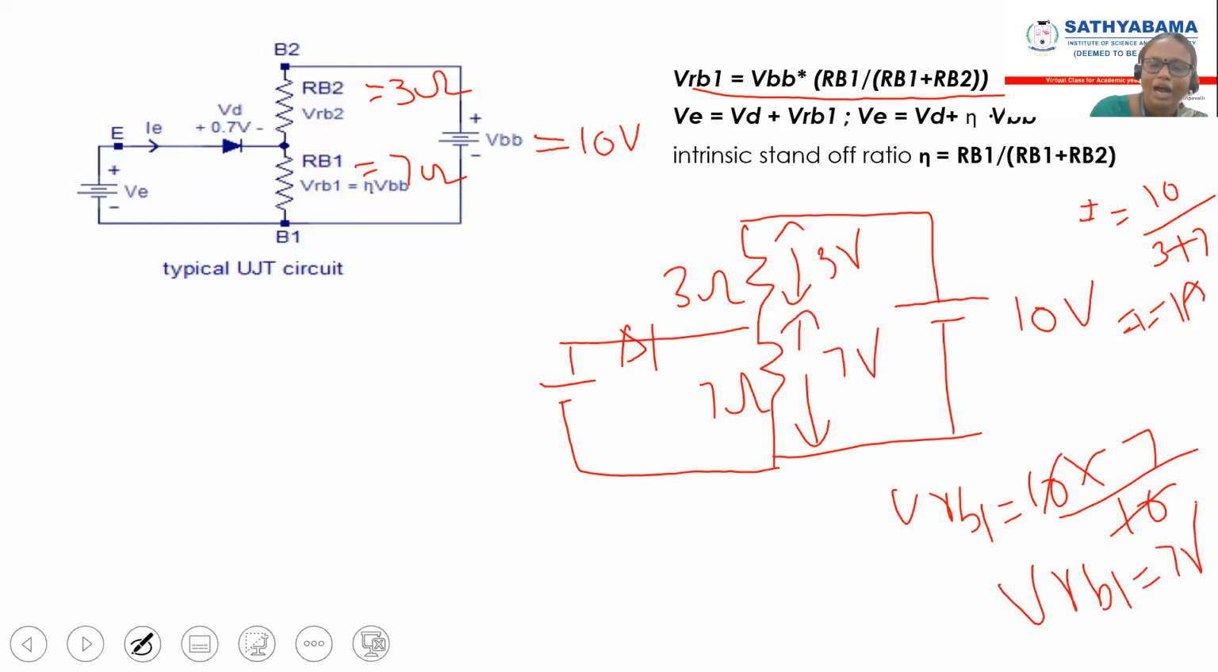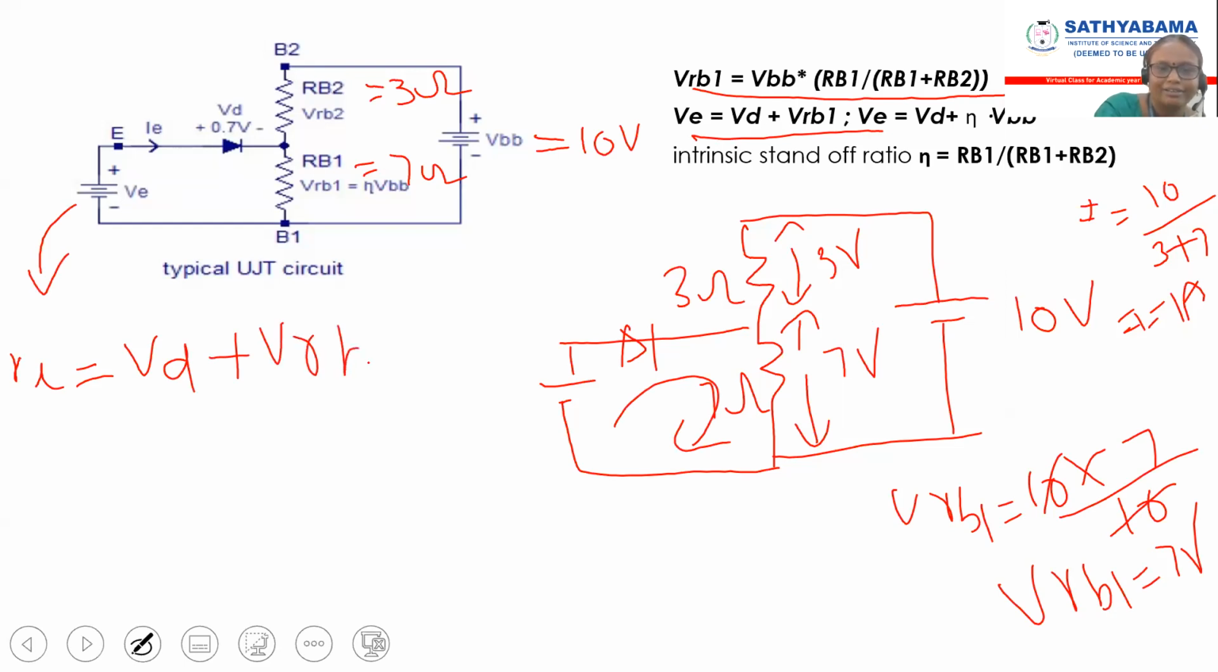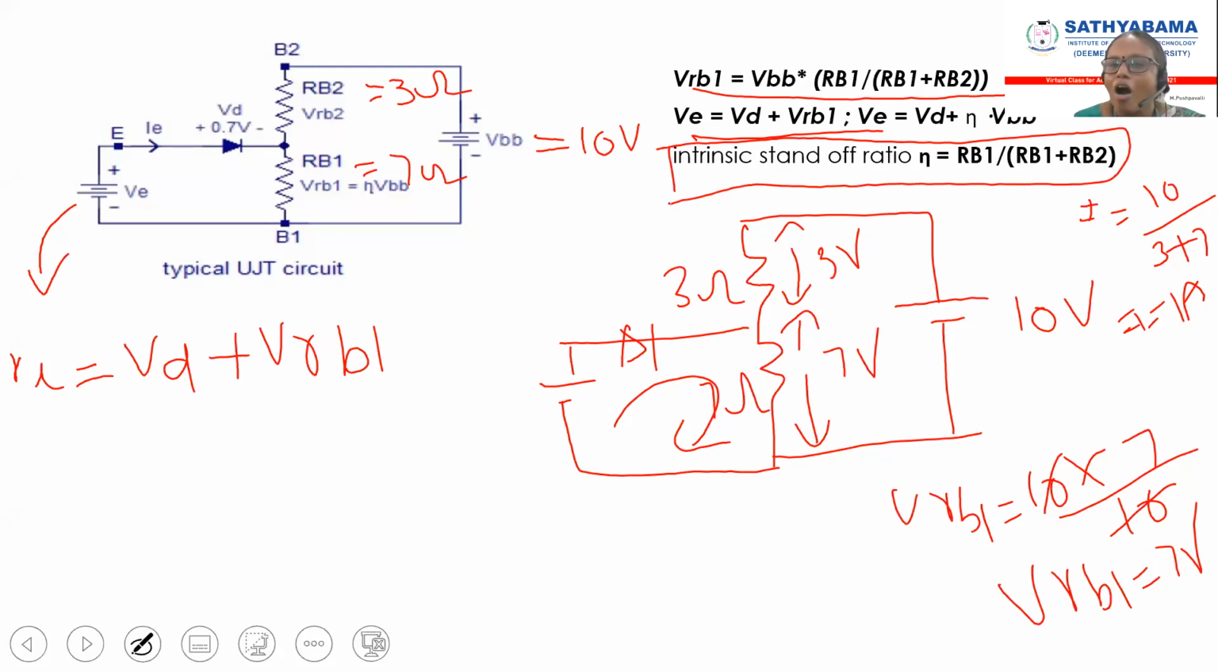Now I'm connecting my VD. Take this loop alone. In this loop, what is my VE value? VE equals VD plus VRB1. They have said that this eta is nothing but the intrinsic standoff ratio. Eta equals RB1 by RB1 plus RB2.